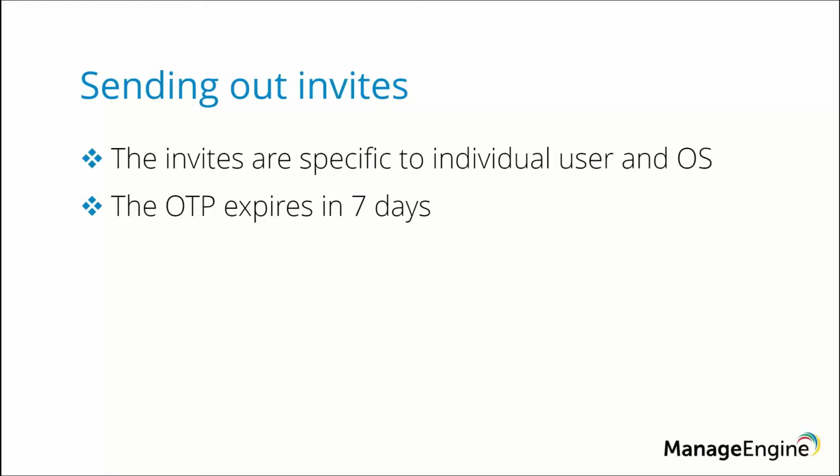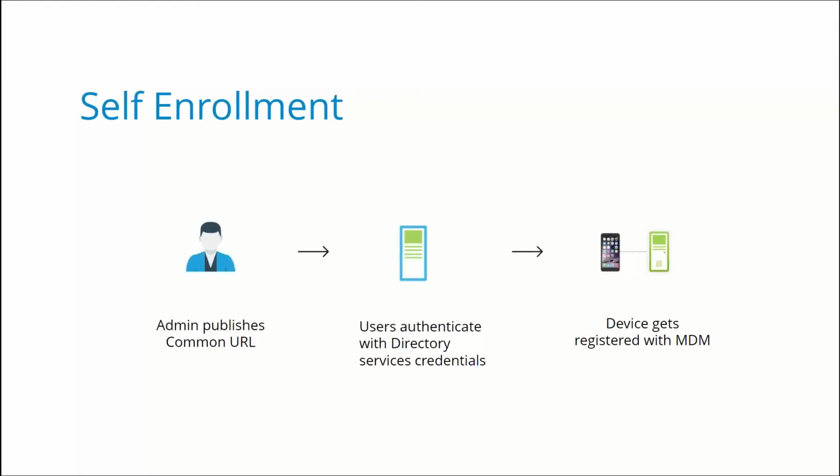What if you are not sure of the platform of the device that the end users are using? And what if you are not sure whether they would access their email within 7 days and use the OTP? So in such scenarios, you can go with the alternate method, which is self-enrollment.